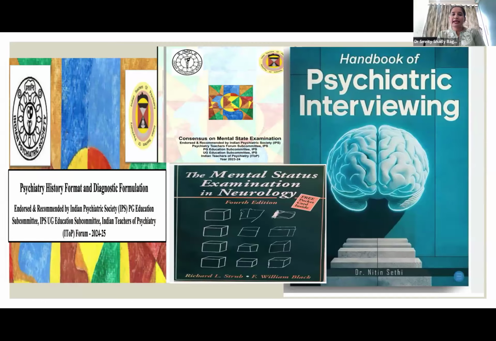For history taking and for the diagnostic formulation and mental state examination, a book by Dr. Nitin Shetty, sir. A book on history taking and diagnostic formulation by Indian Teachers of Psychiatry Forum. And also a few points are very well formulated and presented in the book Straub and Black.